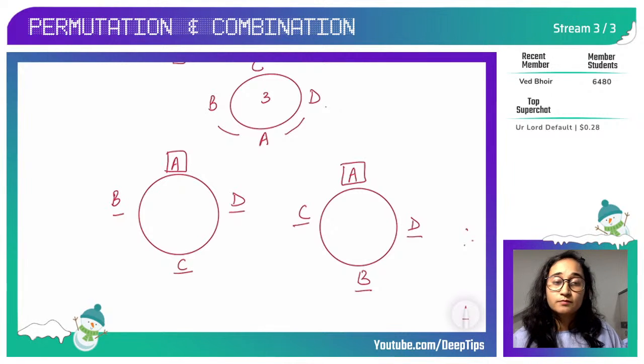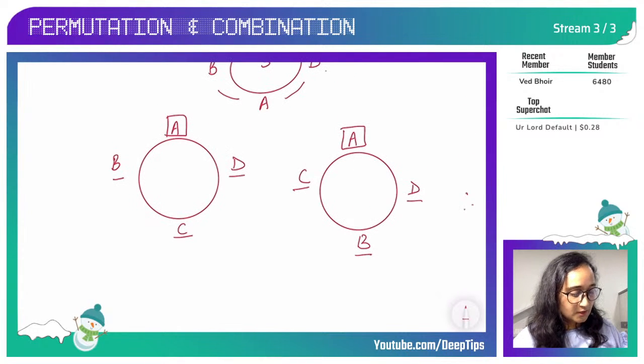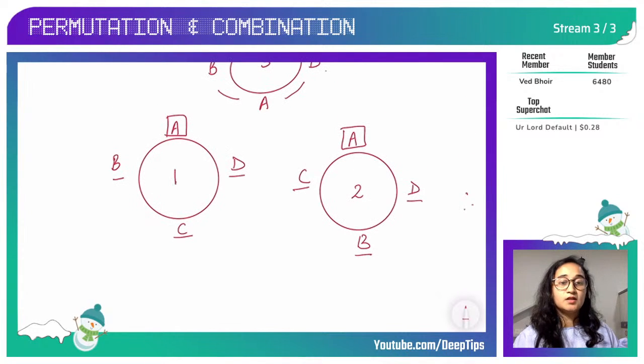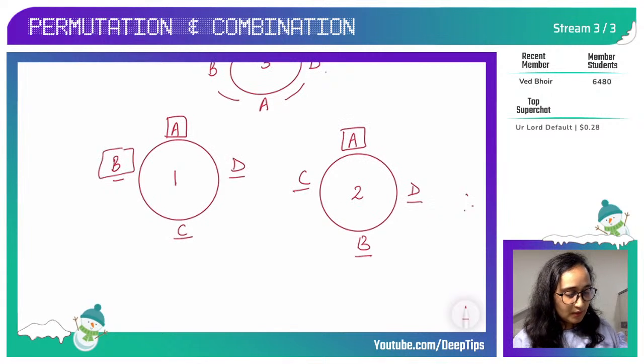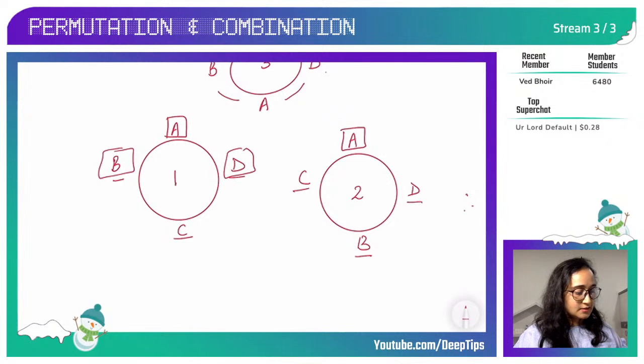Now if I ask my friend, are these two arrangements the same, this first arrangement and second arrangement, then definitely you can point out the difference, because in the first arrangement B and D are sitting adjacent to A, and in the second arrangement C and D are sitting adjacent to A. So there is a difference.